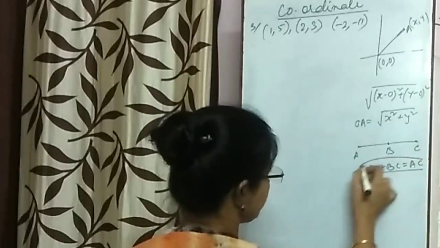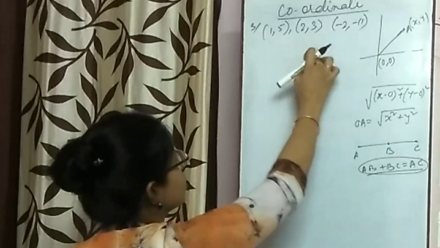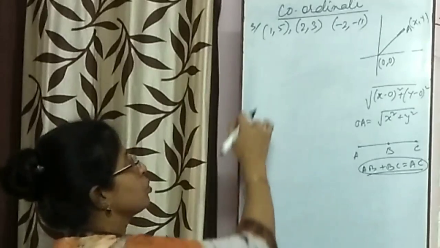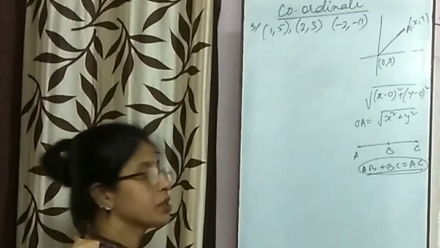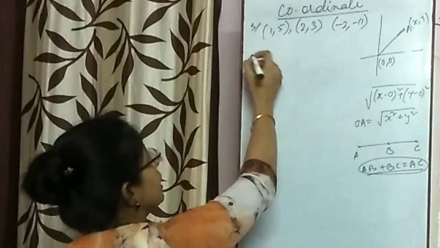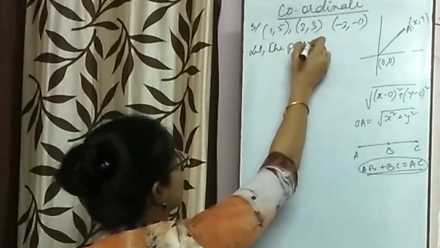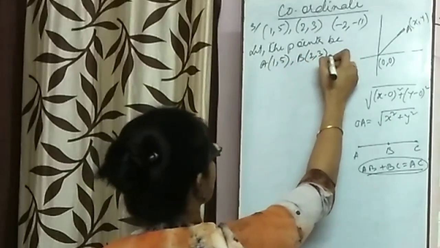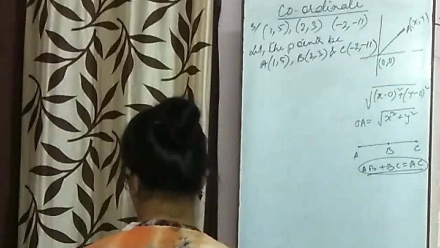So this we will try to show. If the sum of the distances of 2 pairs of points is equal to the distance between the other 2 points, then the points will lie on the same line, that means collinear. So let the points be A 1, 5, B 2, 3 and C minus 2, minus 11.